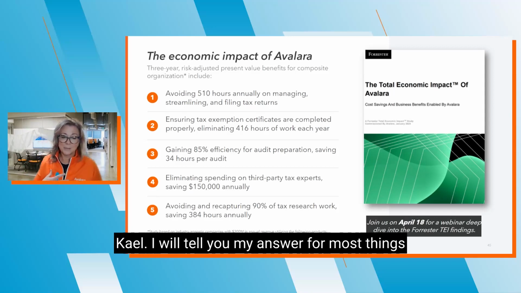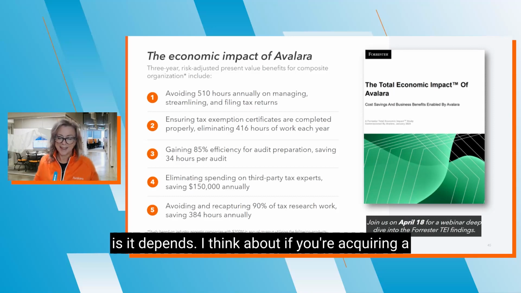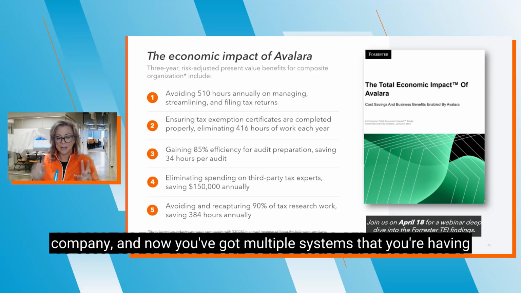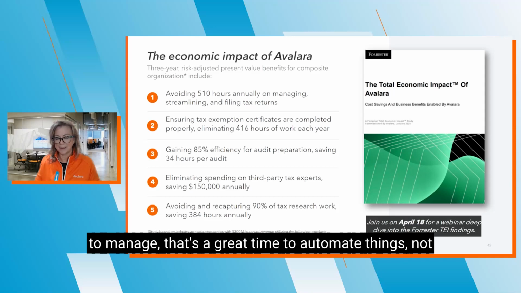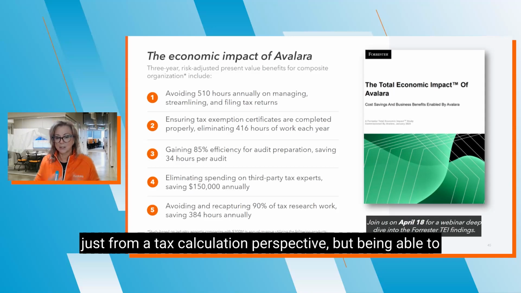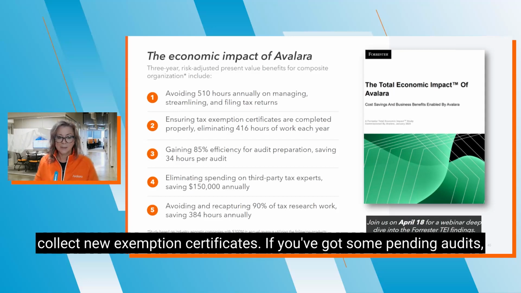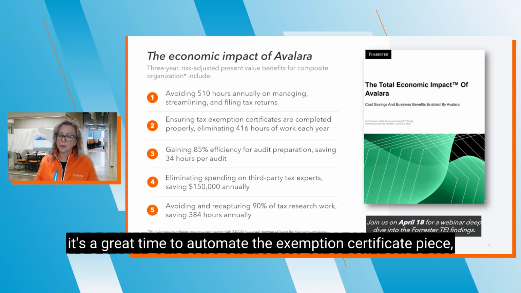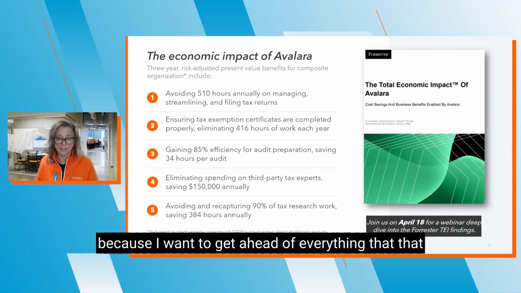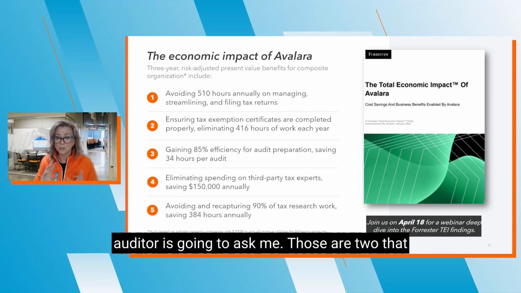I'll go first on that one, Cale. My answer for most things is it depends, right? I think about if you're acquiring a company and now you've got multiple systems that you're having to manage, that's a great time to automate things. Not just from a tax calculation perspective, but being able to collect new exemption certificates. If you've got some pending audits, it's a great time to automate the exemption certificate piece because I want to get ahead of everything that auditor is going to ask me. Those are two that come to mind that I think are great triggers on when to automate.